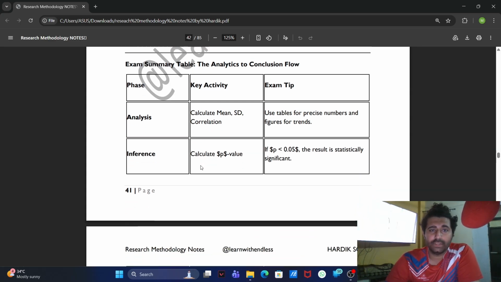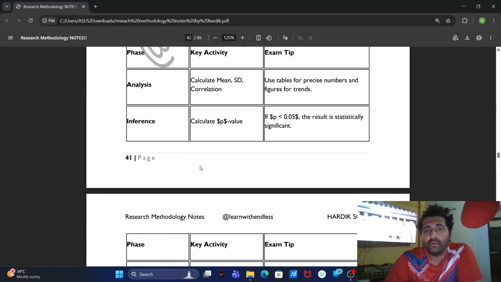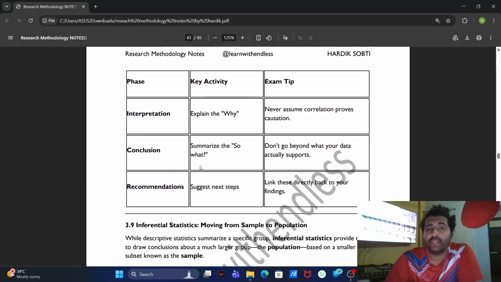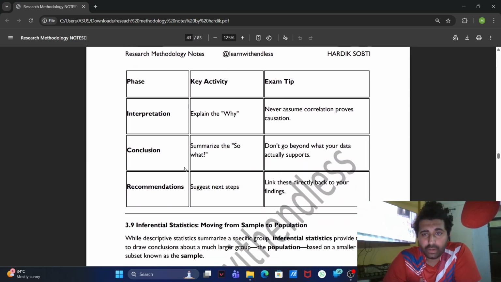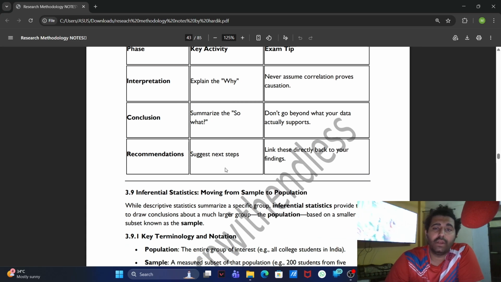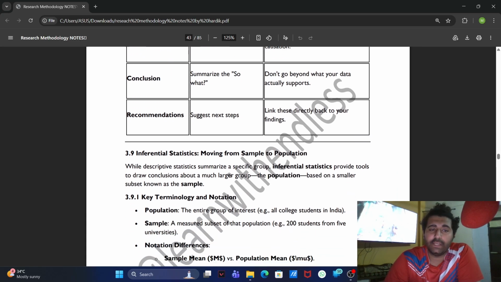Phase analysis. Key activity: calculate mean, SD, correlation. Uses tables for precise numbers and figures for trends. Insights: calculate the p-value. If the p-value is less than 0.05, the result is statistically significant. Interpretation: explain the why. Never assume the correlation proves causation. Conclusion: summarize the so-what. Don't go beyond what your data actually supports. Recommendation: suggest the next step. Link these directly back to your findings.